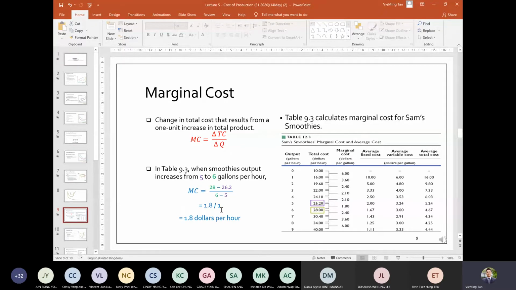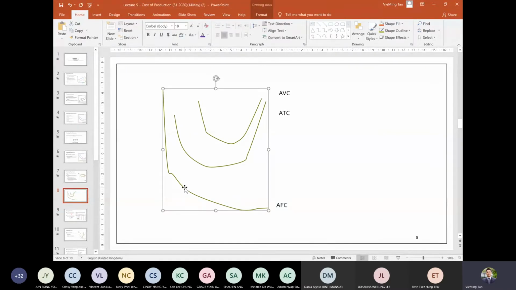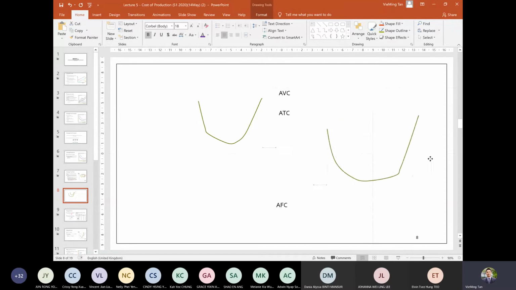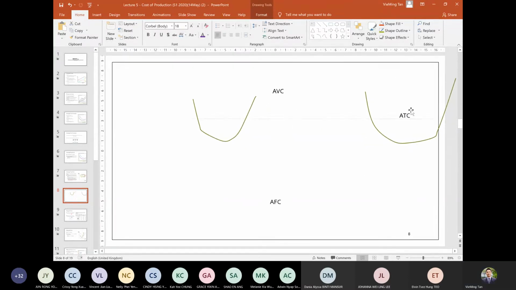So far so good. Okay, so if I want to draw the marginal cost, how does the marginal cost look like? You may find that actually the marginal cost will cut the average variable cost and average total cost at the minimum point of these two curves. So if I want to draw the marginal cost, I think I have to use another color. I use this color, okay? Marginal cost.